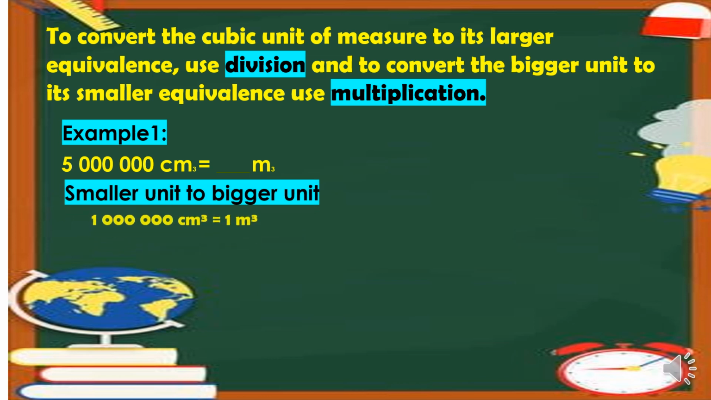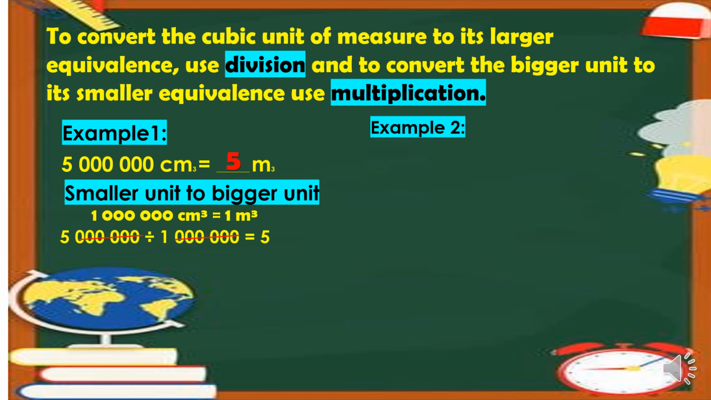So that means, remember that for every 1 million cubic centimeter, that is only equivalent to 1 cubic meter. So therefore, 5 million divided by 1 million is equal to 5. So we can also use the cancellation for this process. So 5 divided by 1, that is 5. So that means 5 million cubic centimeter is equivalent to 5 cubic meter.